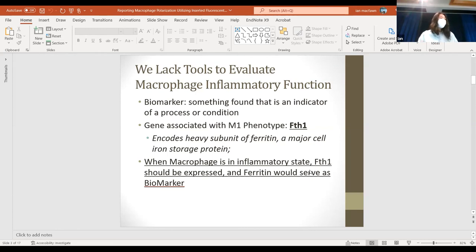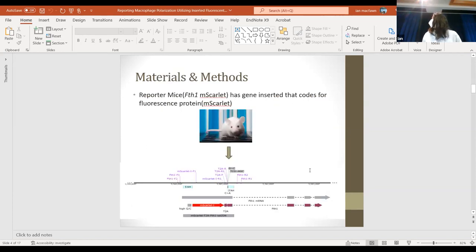So in this case, ferritin, or the heightened expression of FTH1, would serve as our biomarker. And so we wanted to track this. To track this, in my lab we made these reporter mice, which throughout this experiment we refer to as FTH scarlet, so you can see it in any of the graphs. Just know that that is our reporter mice.